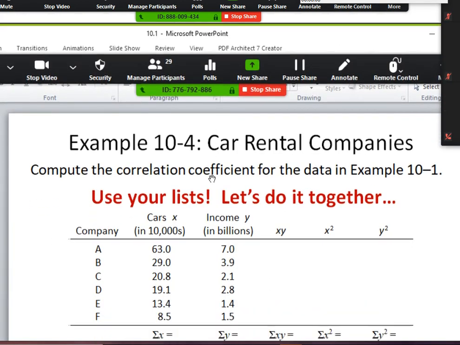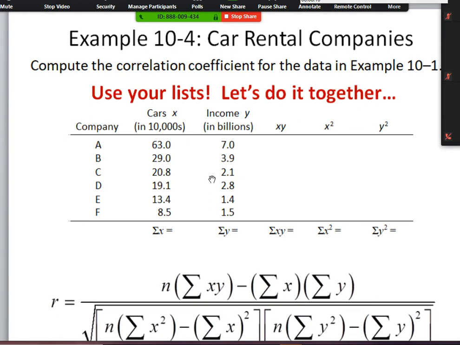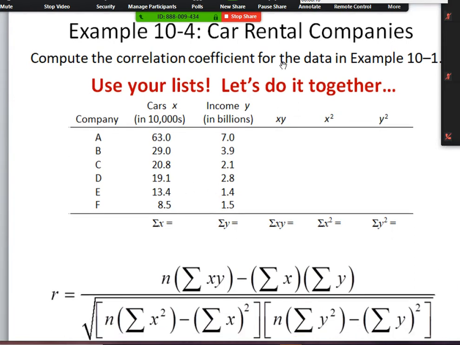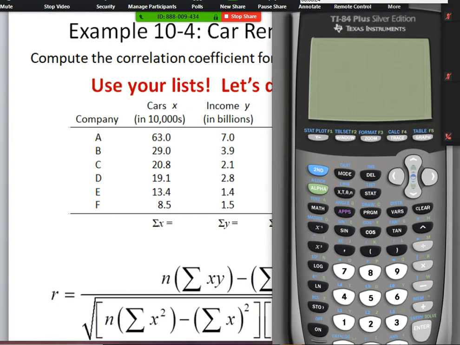Okay. So here is an example. We're going to do this one together. This is at the bottom of your page, the very bottom of page 2. So we're going to use our lists. We're going to do the easy way, not the way I did in college because I didn't have a fancy calculator like you guys have. So bust out your TI calculators. You need them. Get them. We're going to do it together.